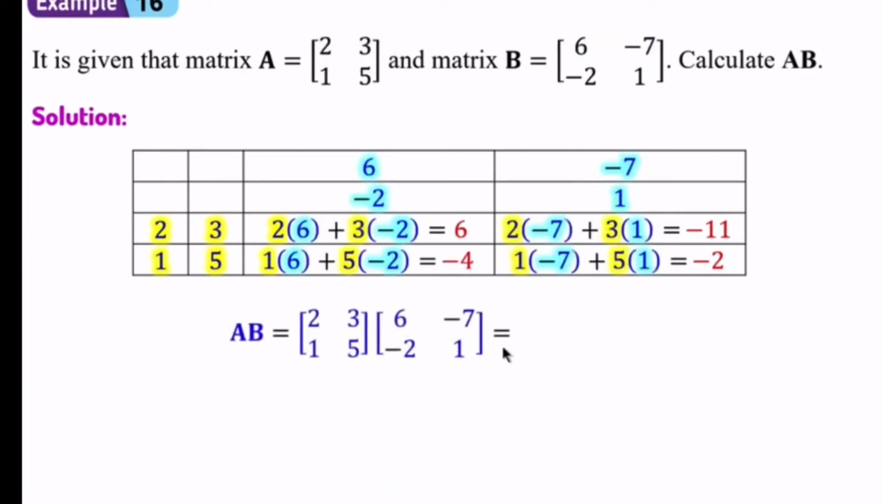So matrix A times B, we write again. Let's rewrite the matrix in order. It will be 6, negative 11, negative 4 and negative 2.